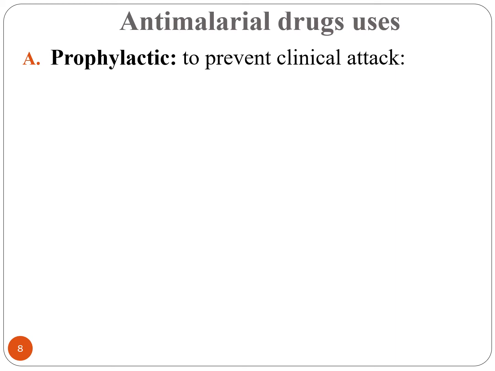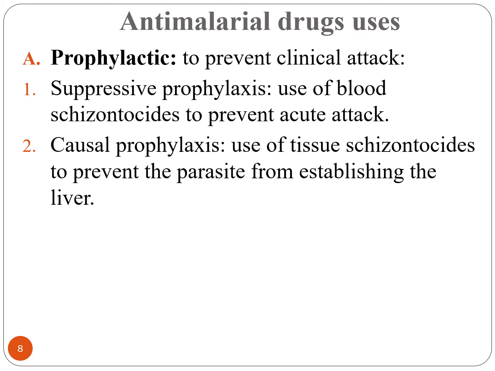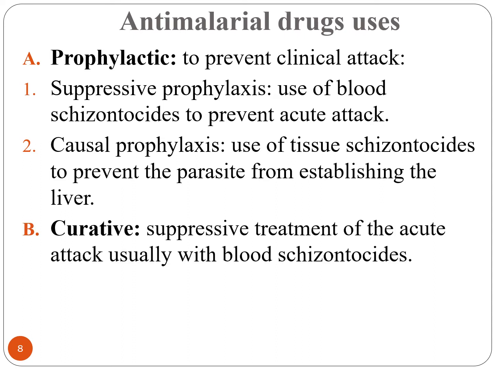First, prophylactically, they are used to prevent the clinical attack, either in the form of suppressive prophylaxis, which is the use of blood schizonticides to prevent an acute attack, such as chloroquine and quinine, or causal prophylaxis. This is the use of tissue schizonticides to prevent the parasite from establishing in the liver, to prevent relapse caused by the liver forms.